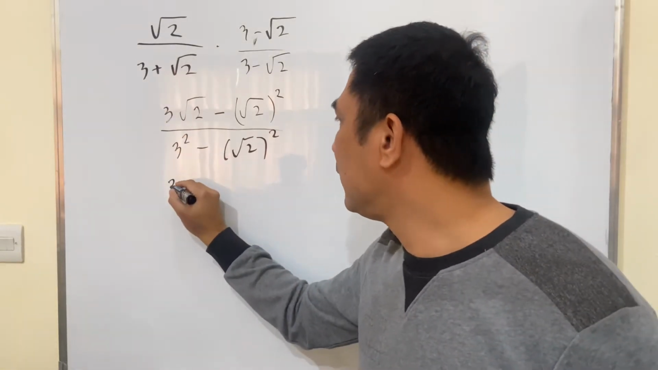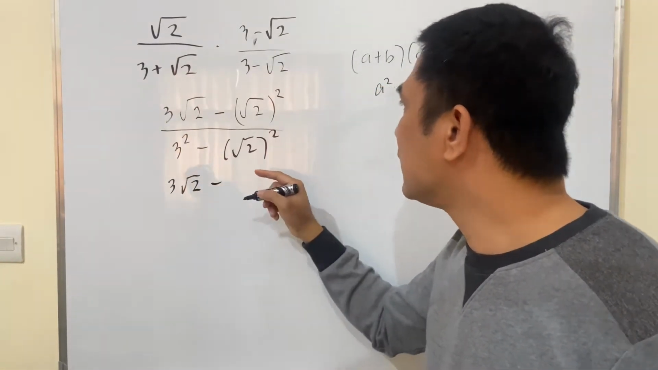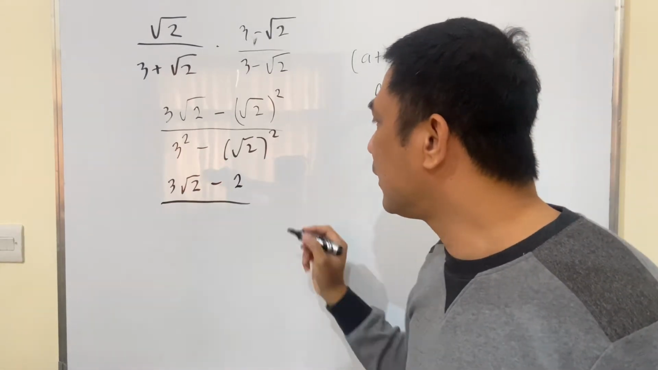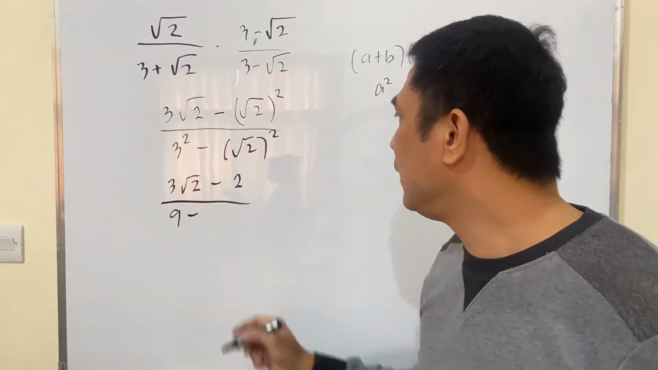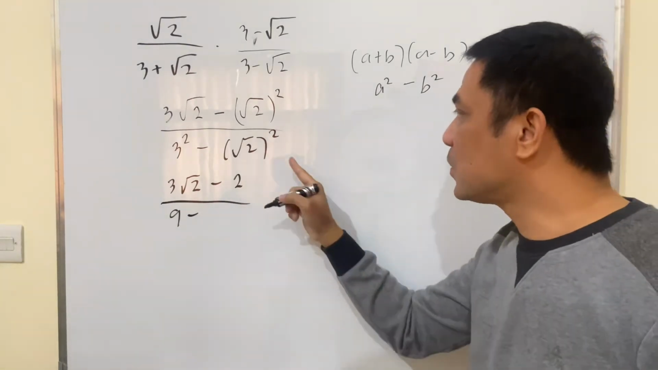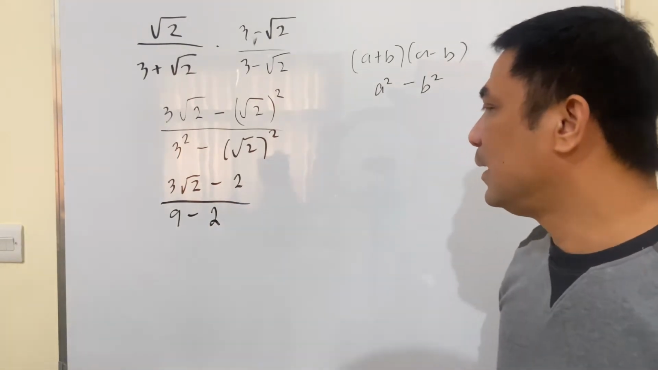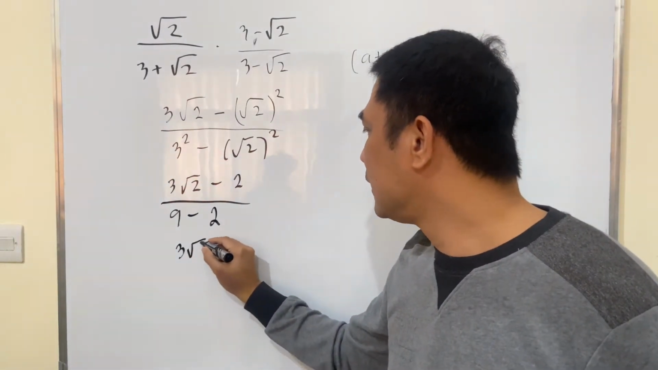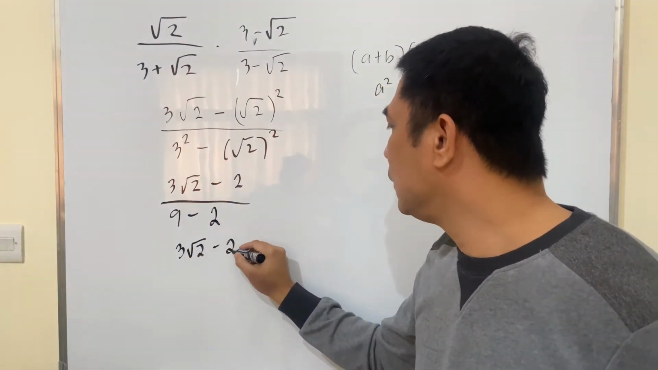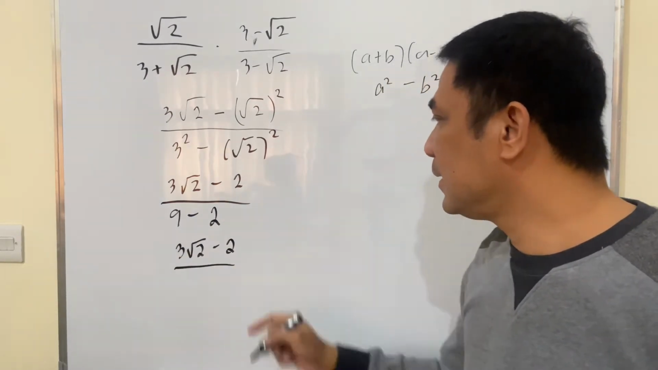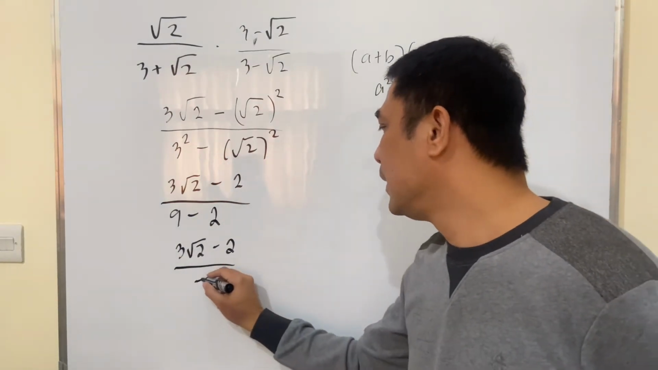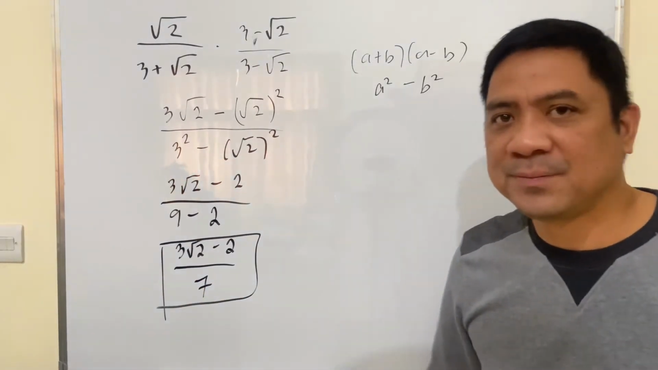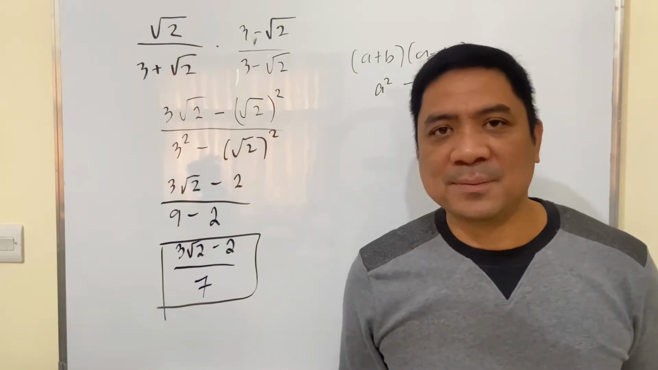So that will be 3 square root of 2 minus the square root of 2 squared, that will be 2, over 9 minus, again, the square root of 2 squared, that is 2. So that is minus 2 there, so that means you have 3 square root of 2 minus 2 over 9 minus 2, that is 7. Okay, so this will be our answer here. Okay, let's go to the next problem.